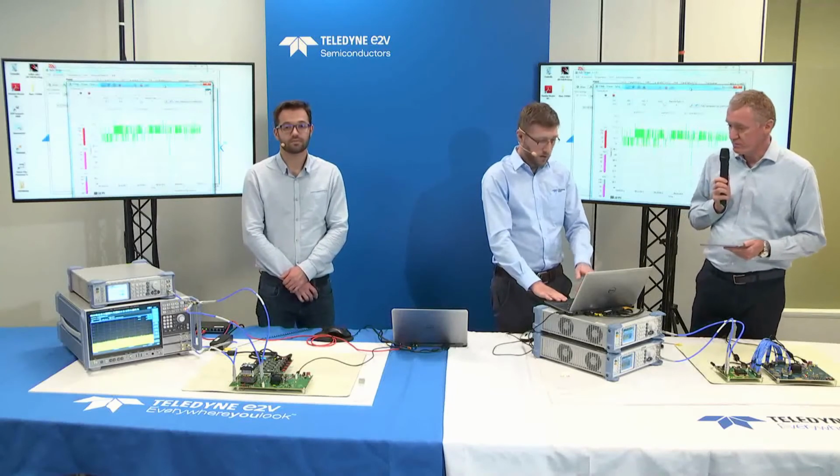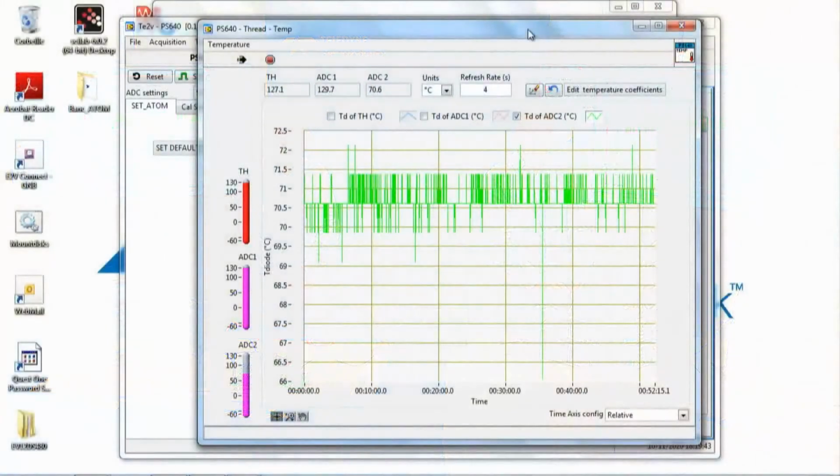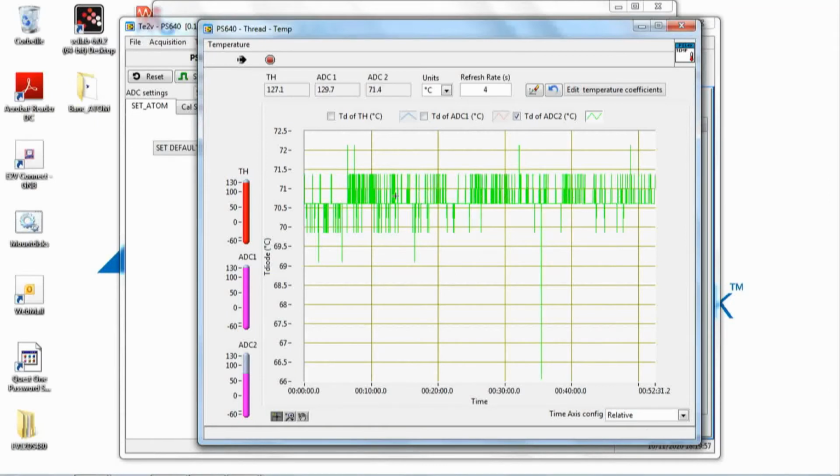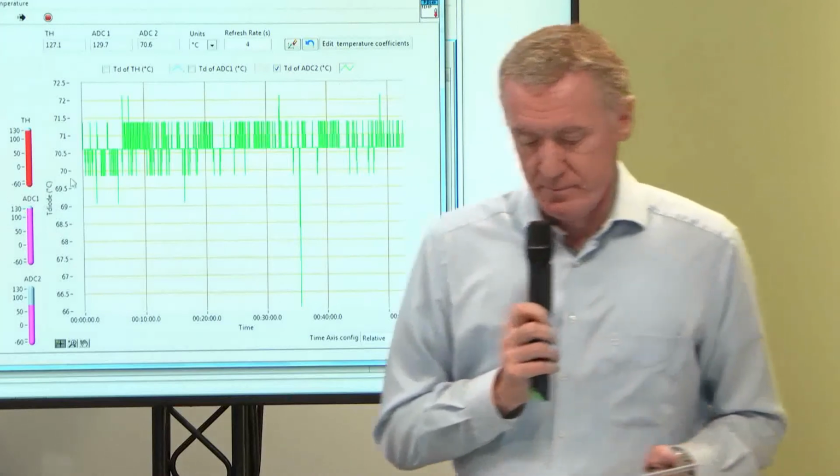Maybe Romain, you want to show something? Yeah, maybe just to show you the environment in which we are here in this room, using the fan that is on top of the device, so you can see the temperature of the converter. We are around 70.5, 71 degrees Celsius. So Romain, this is junction temp. Yes, junction temp. This is a diode junction temperature.